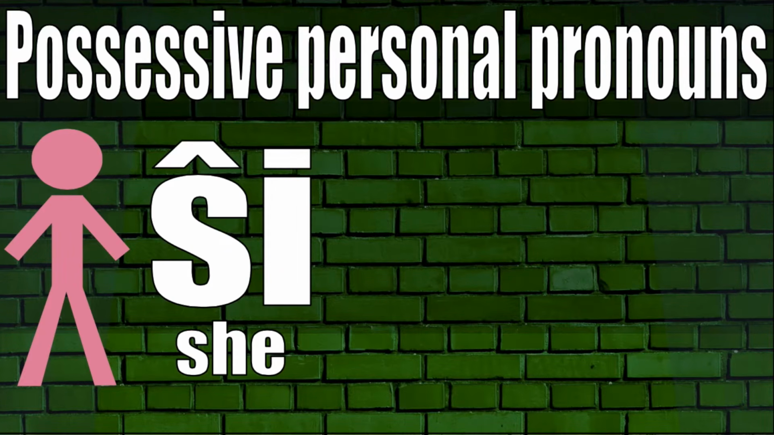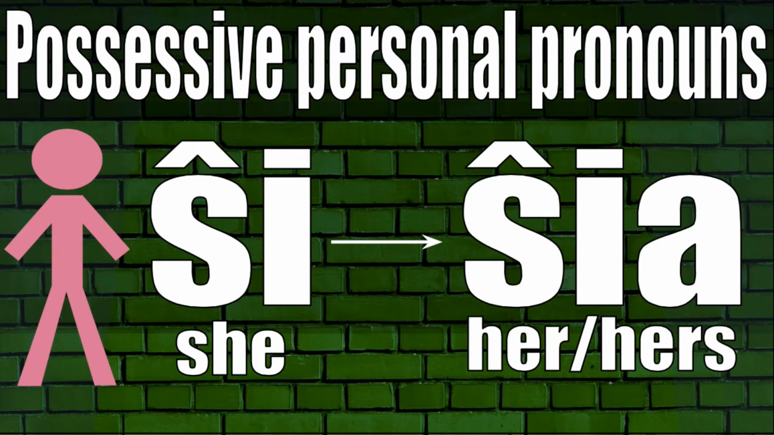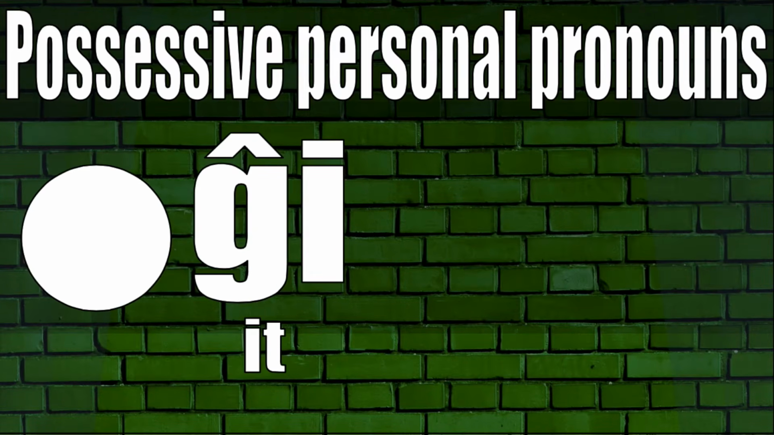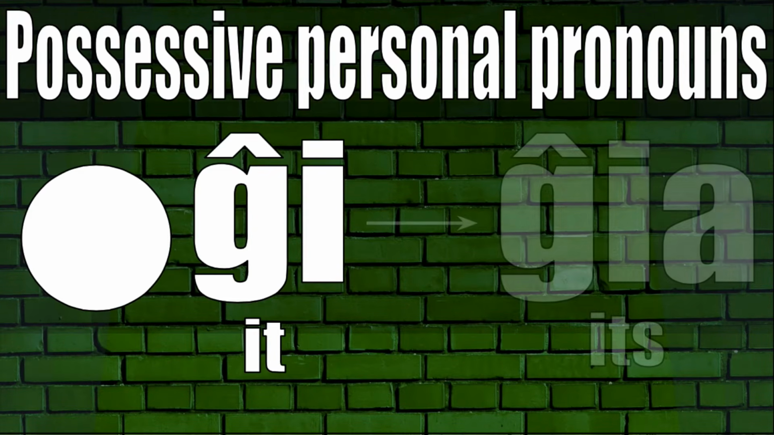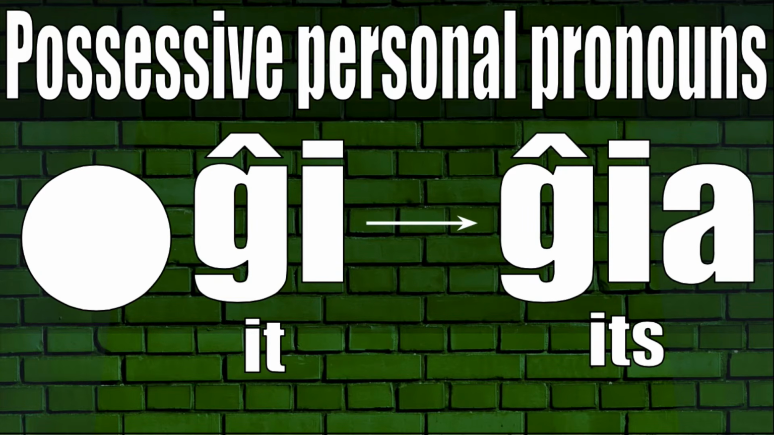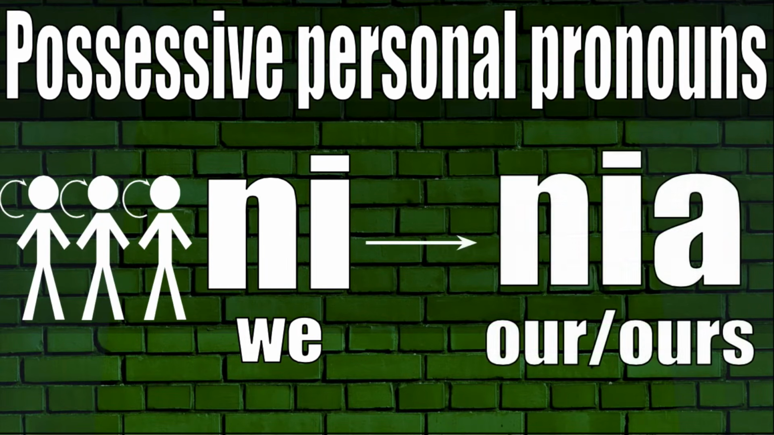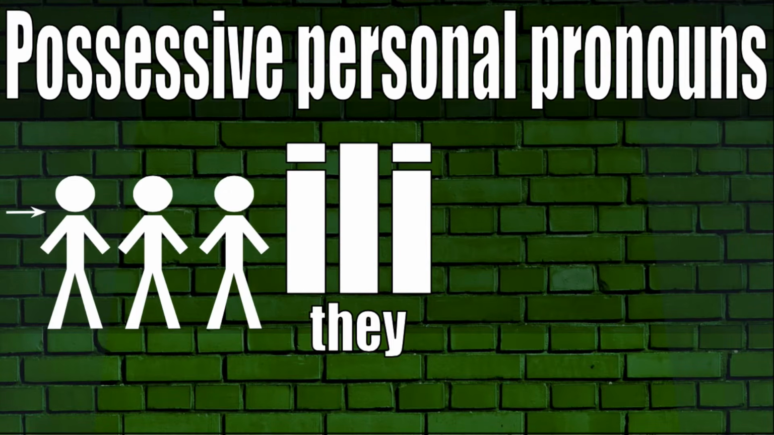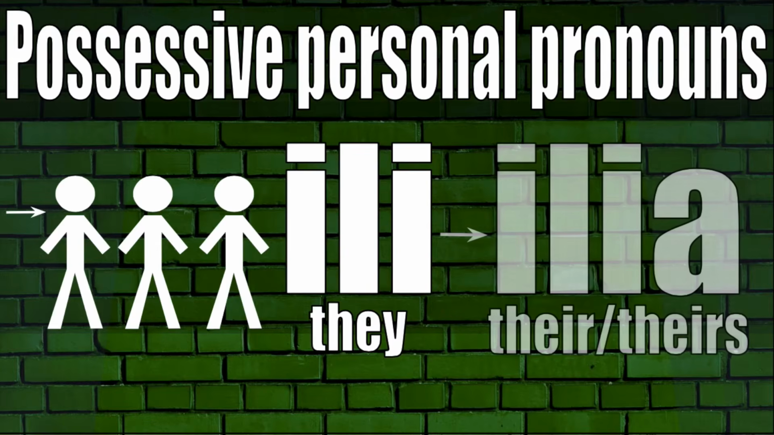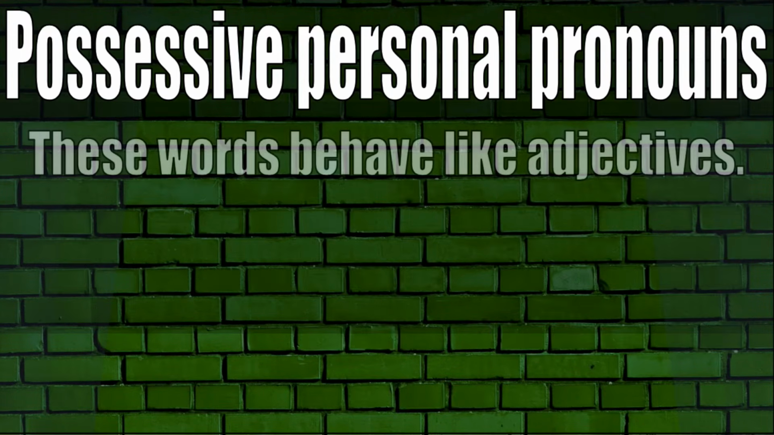Ŝi is she, but ŝia is her or hers. Ĝi means it, and ĝia means its. Ni translates to we, but when you add the letter a, this becomes nia, our or ours. Ili means they, but ilia means their or theirs. Notice that these words end in the letter a, so they do behave like adjectives.